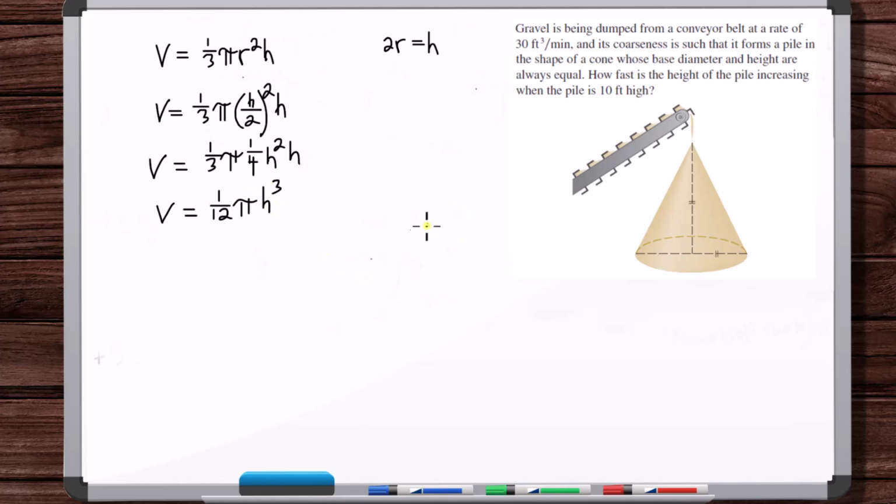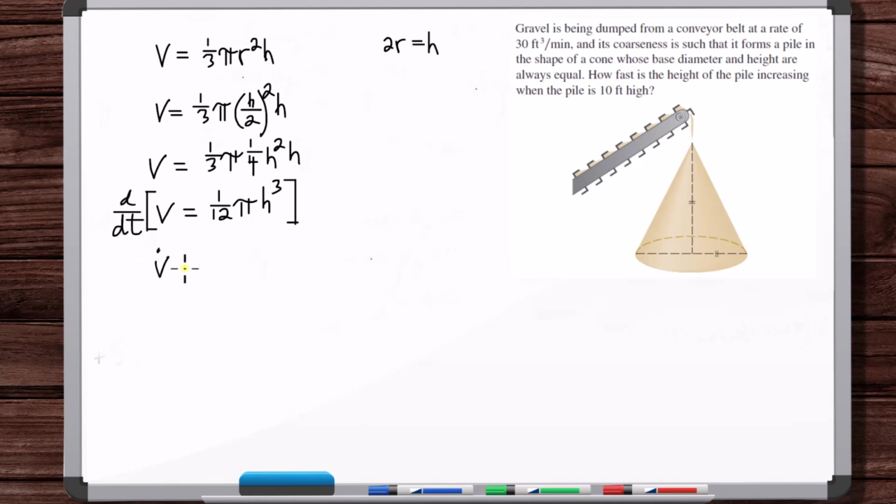Okay, so there's the formula that relates volume to height. And we're trying to find the rate of change of the height, but we have the rate of change of the volume. So let's differentiate this with respect to time.